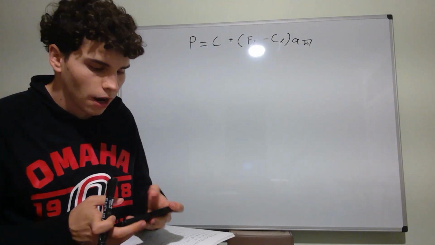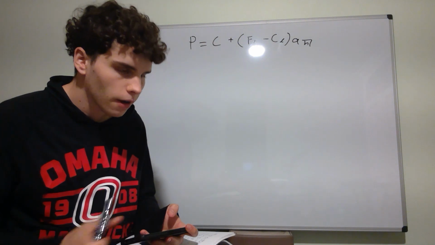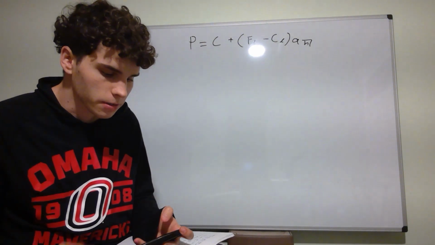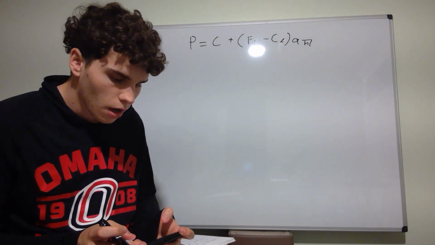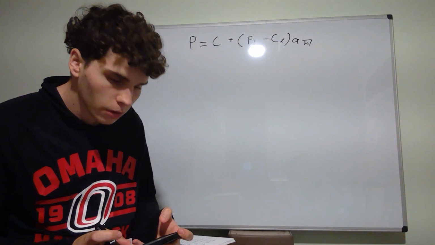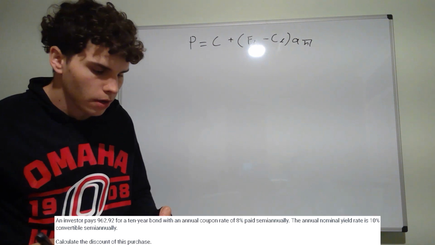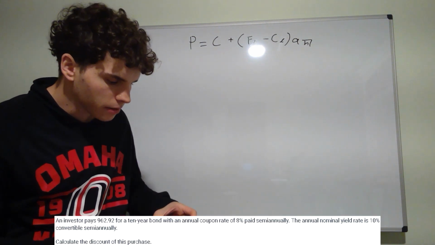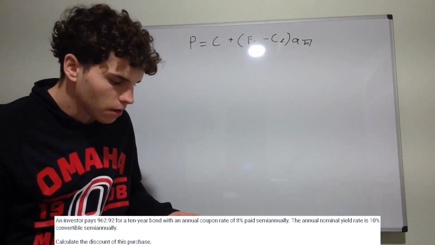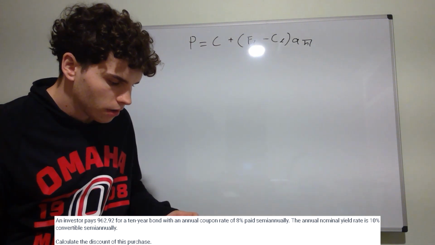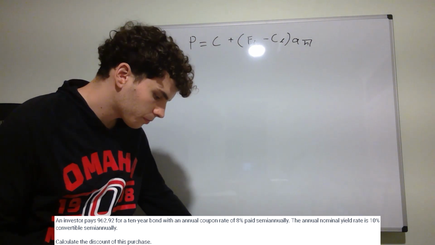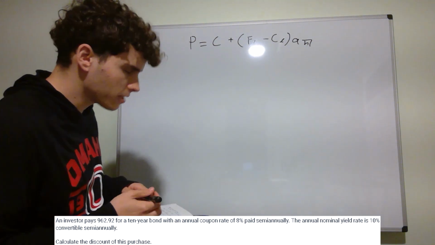So first, I have a problem for the premium discount bonds. So I will put up a picture of the problem right now. Bam! Alright, so an investor pays $962.92 for a 10-year bond of annual coupons rate paid 8% semi-annually. So that's a lot of information. Let's just write some down.